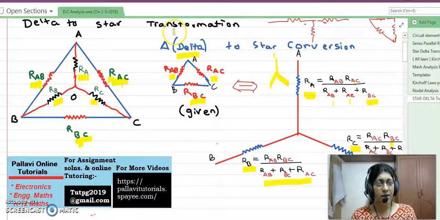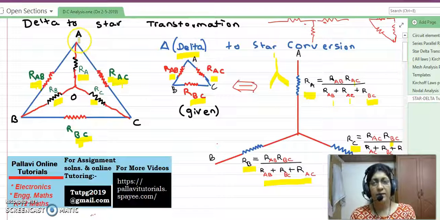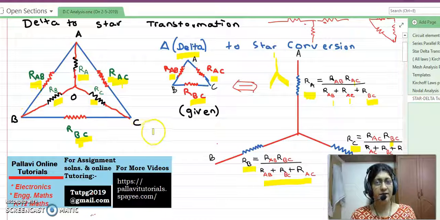You should not be committing any mistakes while converting from delta to star. The first thing we have to do in a problem is identify the delta. In this derivation, my delta is A, B, C. I have named the delta as A, B and C. Similarly, the resistor between A and B is named RAB. The resistor between the branch AC of the delta is named RAC. Between B and C, the resistor is named RBC.